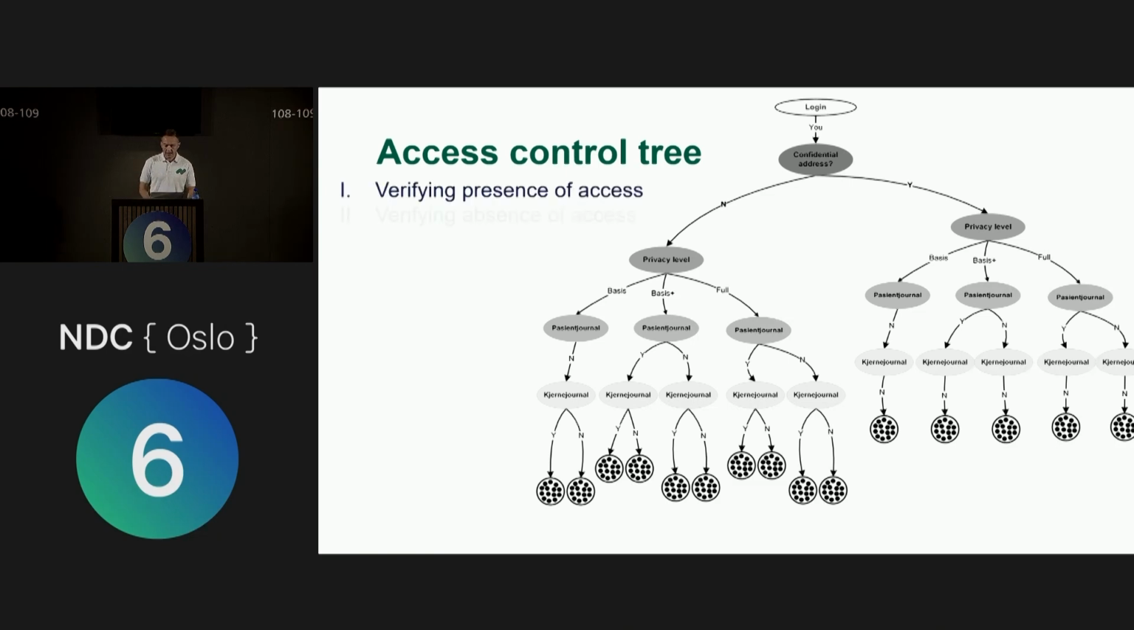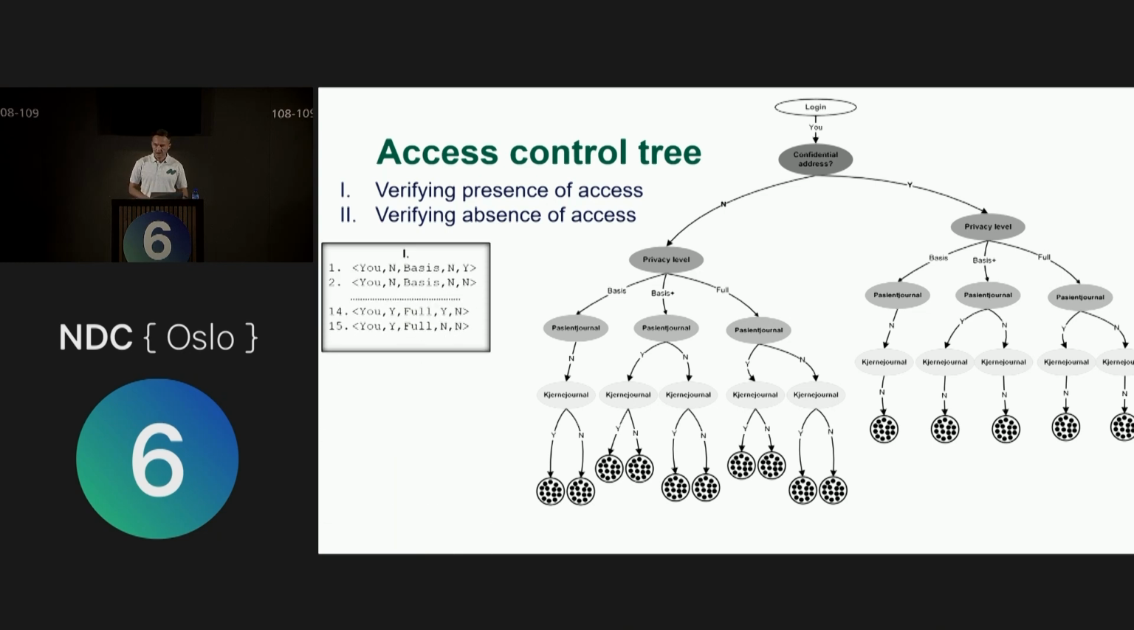When we are testing access control, we are actually testing two types of tests. The first one is verifying presence of access, and the second one is verifying absence of access. Okay, for the first one, we need 15 tests. Our test is like this: no, basis, no, yes.